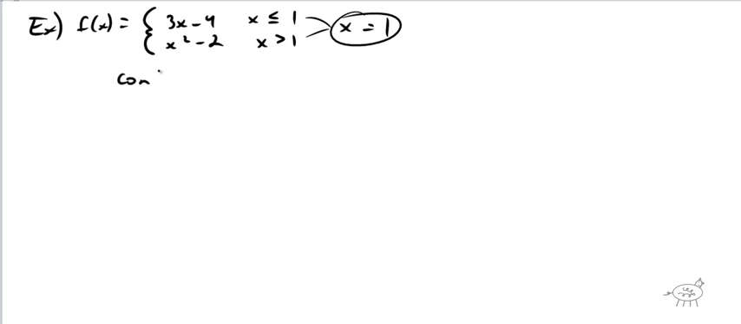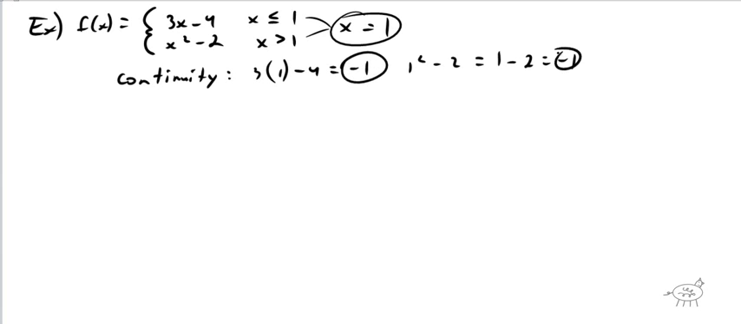If I check for continuity, we plug that 1 in there: 3 times 1 minus 4, so 3 minus 4 is negative 1. And 1 squared minus 2 is 1 minus 2, which is negative 1. So these are equal, so it's continuous.